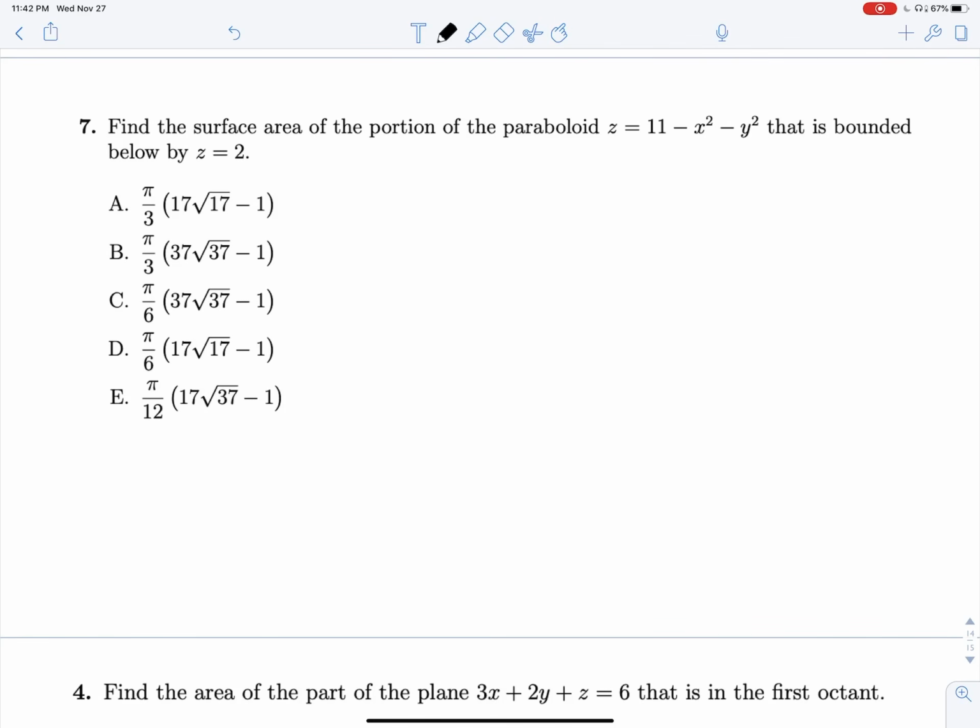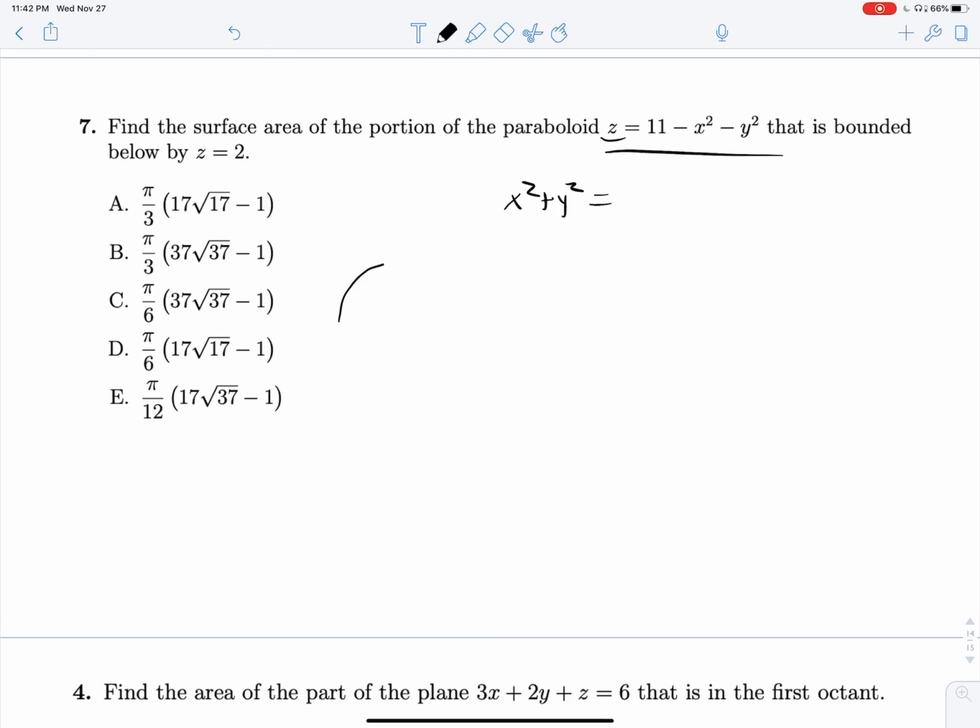Okay, let's find the surface area of the portion of this parabola. When z is equal to 0, our shadow is going to be x squared plus y squared is equal to 11, or just the circle of radius 11. But we see that we're bounded below by z is equal to 2. So we have to revise things a little bit.